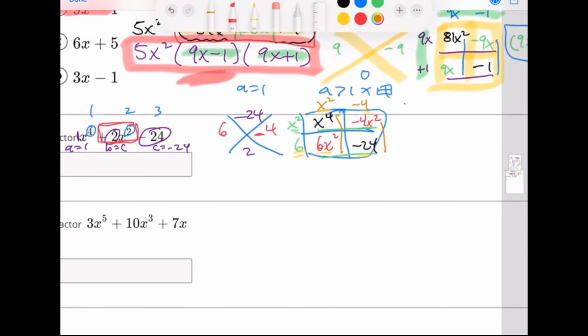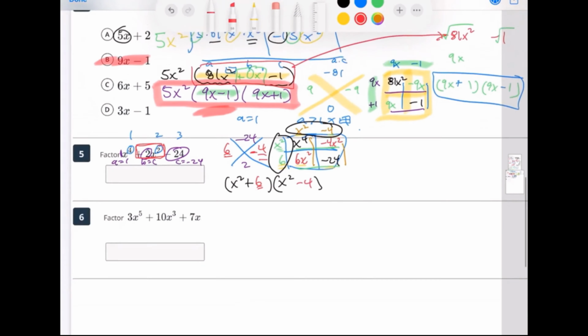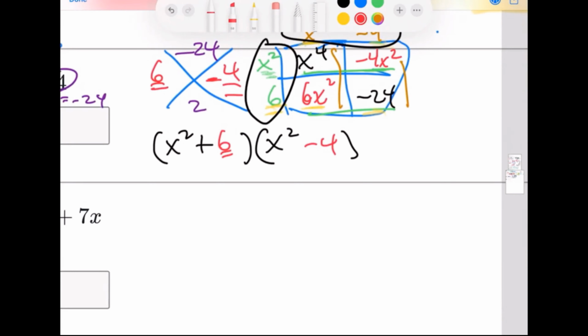Okay, why did I say in red you didn't need that? Well, look here. x squared plus 6, you see that? You can just put it there. And the other one is going to be x squared minus 4, which is up here. All right, a little tricky in this problem. You have to do it again.